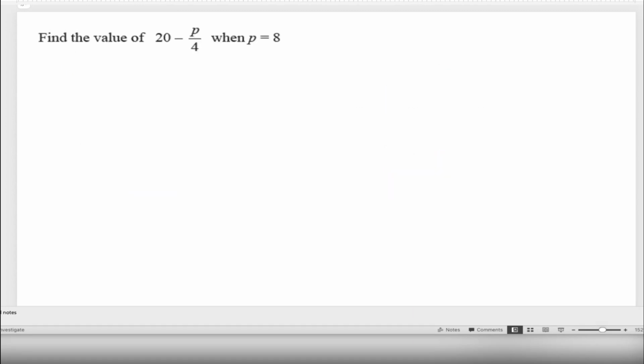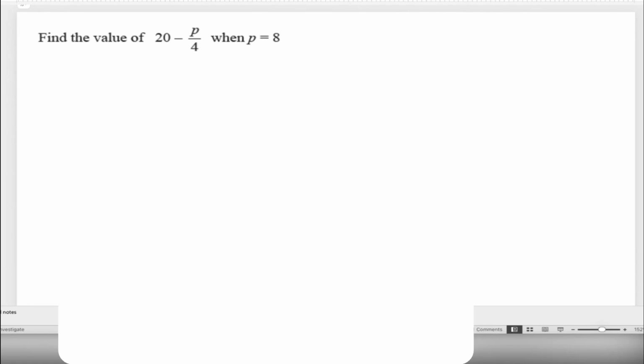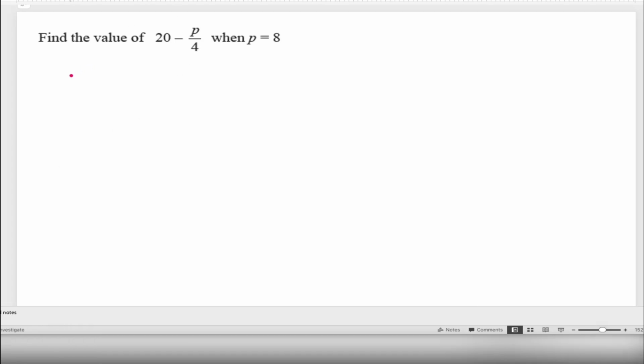Let's have a look at this question. Find the value of 20 minus p over 4 when p is equal to 8. So here we have a substitution question. What we are going to do is we are going to replace p with the number 8. So it will look like this. 20 minus 8 over 4.